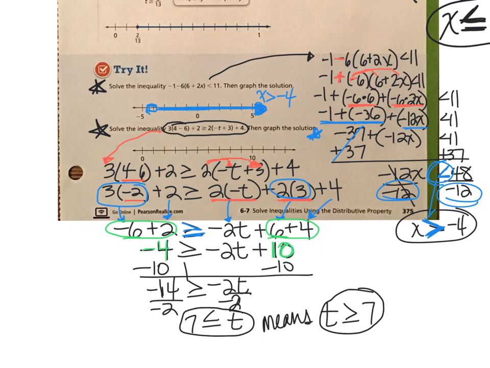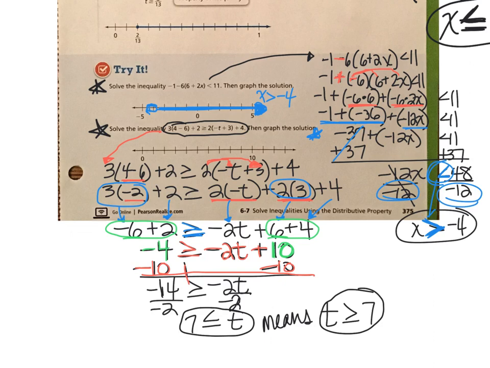So you see that there. Then what we're going to do is focus on solving the inequality that says -4 is greater than or equal to -2t + 10. And we're going to do that by taking away the 10 from both sides because I'm trying to isolate the variable, get that by itself.